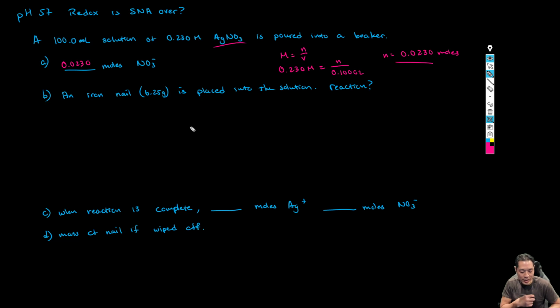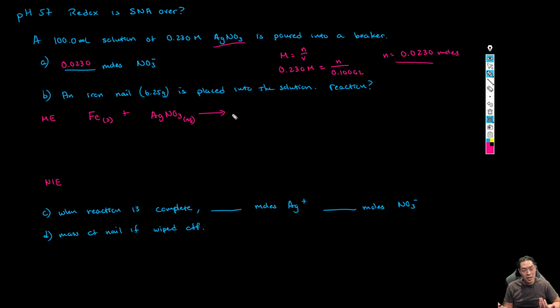The next one, you have an iron nail that's placed into the solution. We want to know the reaction. So we're going to ignore the 6.25 for now. We're just going to write down the reaction that's going to occur. Eventually, I want the net ionic equation, but for me, it makes sense to do the molecular equation first. So we have iron, and we're going to place it into the solution of AgNO3, and we're going to make something. Iron is a solid. AgNO3 is an aqueous solution.